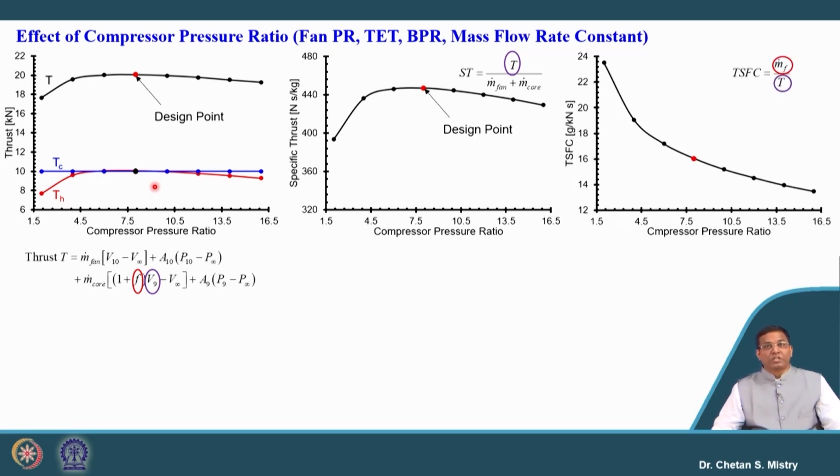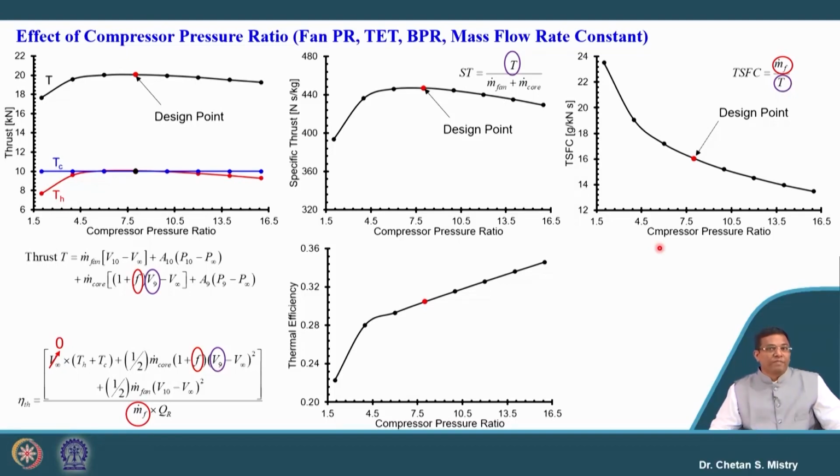Now, let us talk about thrust specific fuel consumption, similar to what we have discussed. In order to increase my pressure ratio for a constant mass flow rate, and to achieve that turbine entry temperature, it is obvious that the specific fuel consumption will be reducing with the increase of compression pressure ratio. Now, let us look at the thermal efficiency. This is similar to what we have discussed for the fan configuration, the variation of fan pressure ratio.